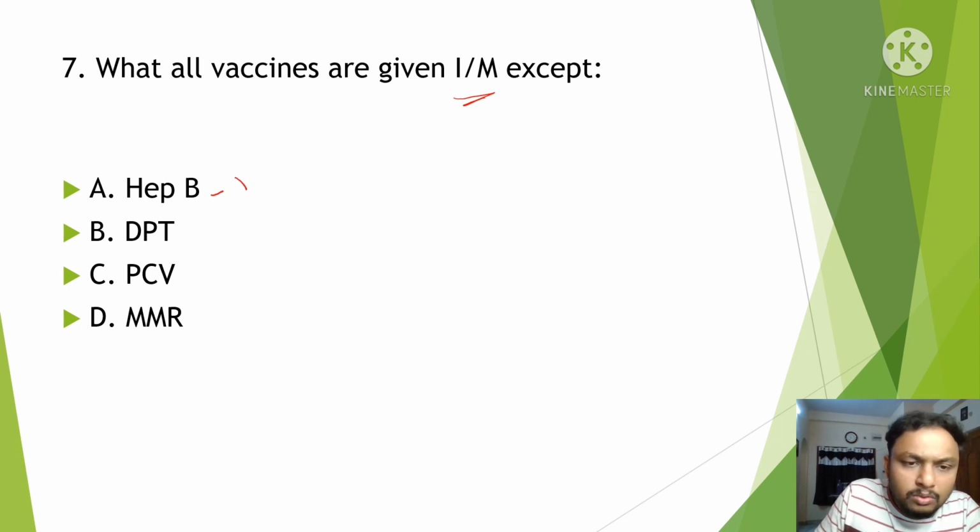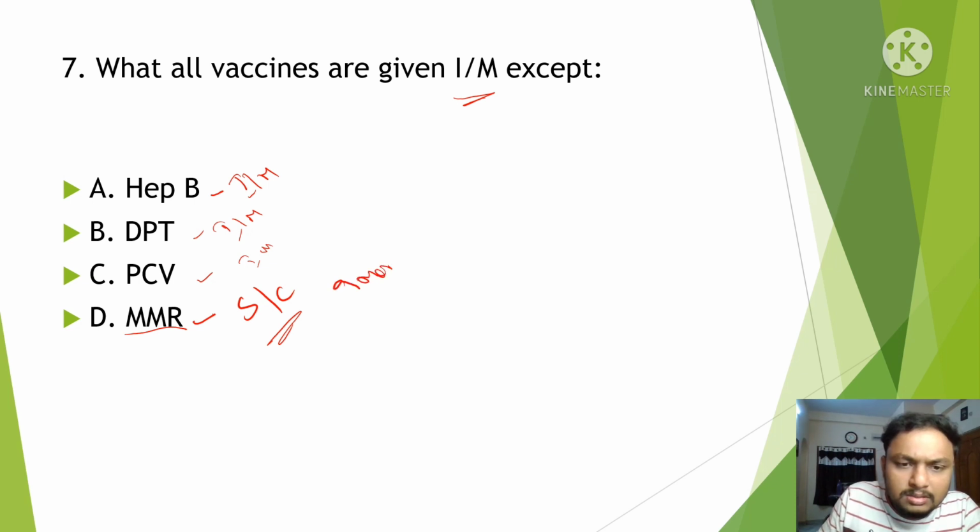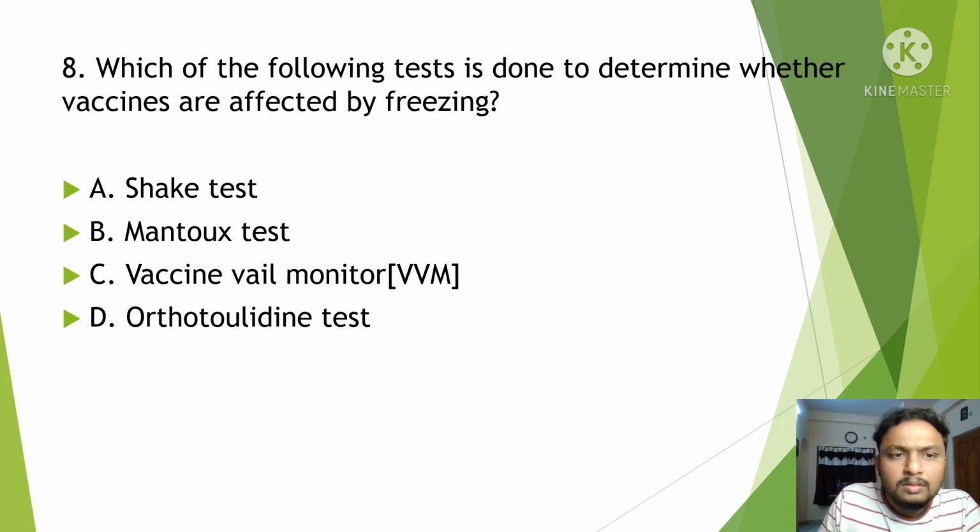Hepatitis B, I told you, is intramuscular. DPT, we already discussed, is intramuscular, and PCV, pneumococcal conjugate, is also intramuscular. MMR or MR is subcutaneous, we will give it subcutaneously at 9 months of age. So these are intramuscular, and that is subcutaneous. So your question is, what are the vaccines given IM except? So this is the exception.